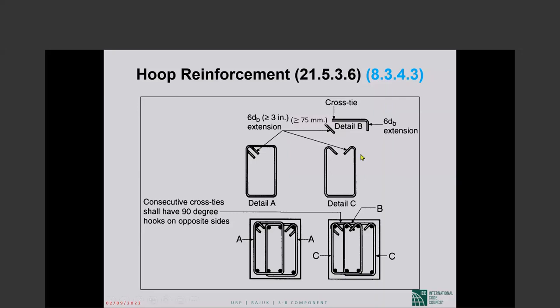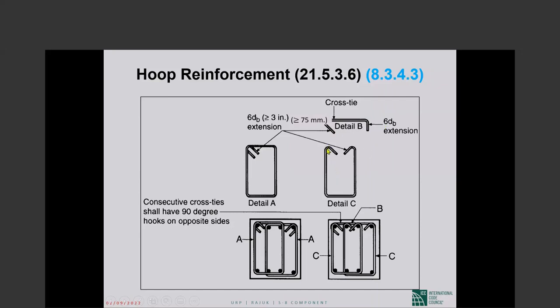So ACI 318 has for a long time allowed 2-piece hoops, where we have a stirrup that has a seismic hook at each end, and that is closed by something called a cross tie, which has a seismic hook at one end and a standard hook at the other end, 90 degree with 6 bar diameter extension. Okay.